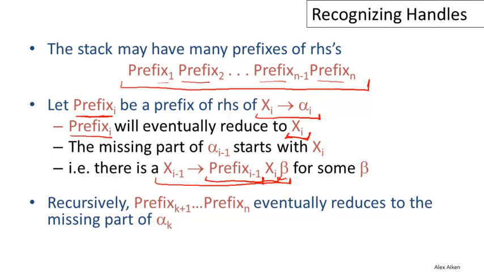And then there's going to be some more stuff possibly that we're waiting to see even after the xi is put there. And recursively, all the prefixes above prefix k eventually have to reduce to the missing part of the right-hand side of prefix k, the alpha k that goes on the right-hand side.